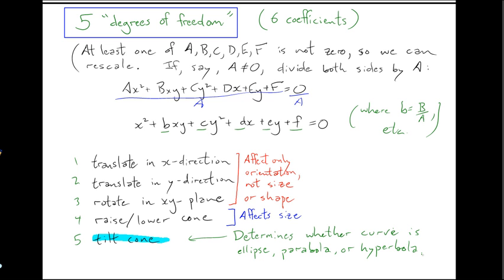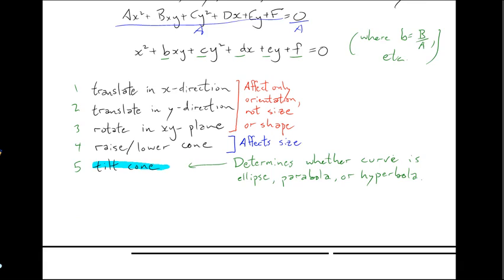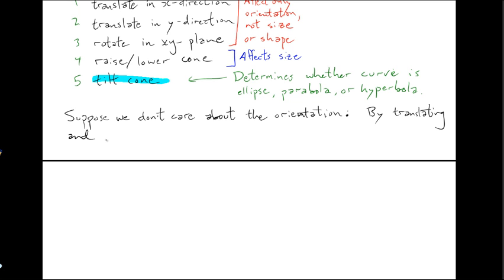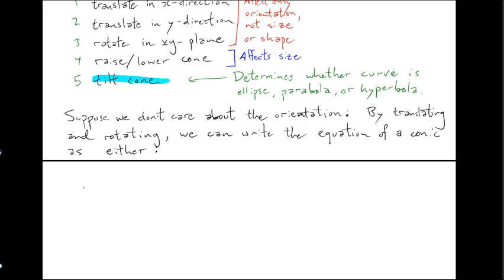Now let's suppose that we don't really care so much about the orientation. We're really just interested in studying these curves according to their shape or their size. So we'd like to imagine just being able to slide the curve around on the table and rotate it to put it in a position, say like right in front of us, so that we can study it. Well, by doing that, translating and rotating, we can write the equation of a conic as either Ax squared plus Ey equals 0 or Ax squared plus Cy squared plus F equals 0, one or the other.